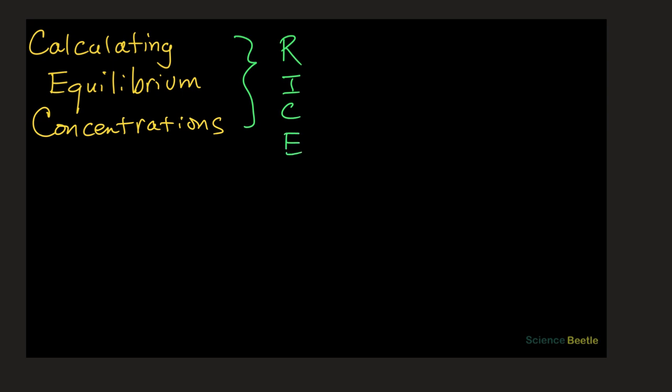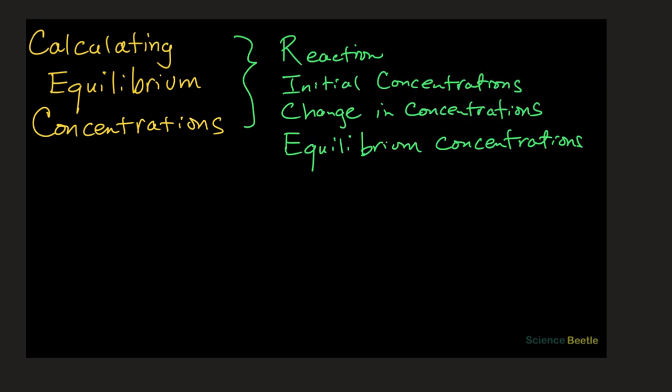And so let's go ahead and put the RICE table here, and essentially what the RICE table stands for is the following. So here's what they each stand for. R stands for the reaction. The one thing I will tell you here is to make sure that that reaction is balanced. None of this is going to work if you don't have a balanced reaction. So immediately once you get the problem, you read the stem, make sure that that reaction is balanced.